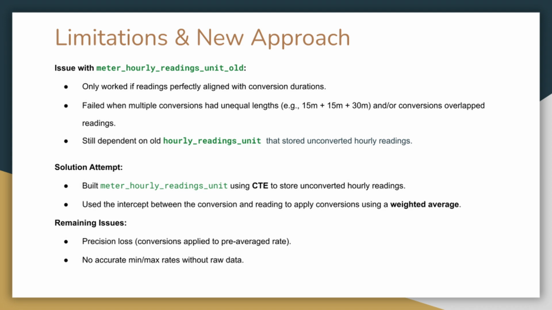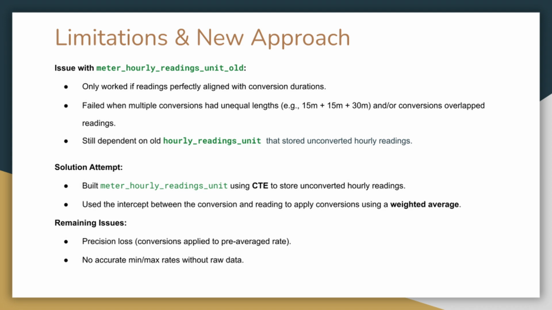During testing, we found that our hourly view only worked when a single conversion was being applied to a reading, or conversions of equal length. If the conversions had unequal lengths or if they partially overlapped the reading, the results became inaccurate. This implementation was also dependent on the old view that stored the unconverted hourly readings. To solve this, we created a new hourly view, which uses a common table expression to store the unconverted hourly readings and uses the intersection between the conversion and a reading to apply a weighted average conversion.